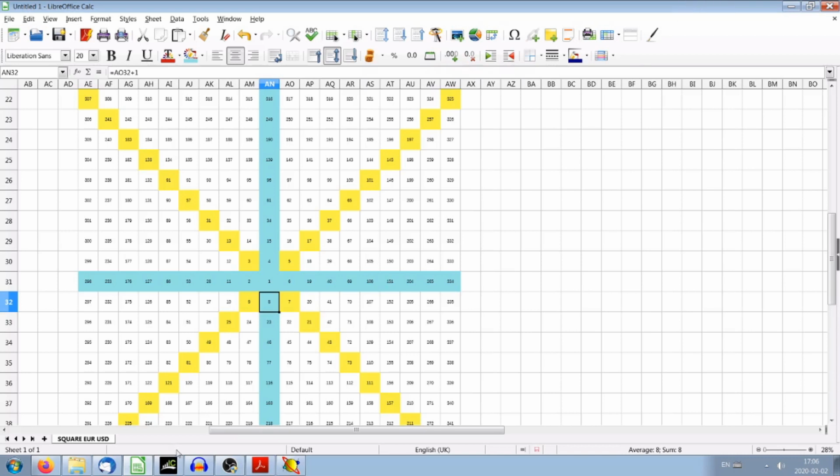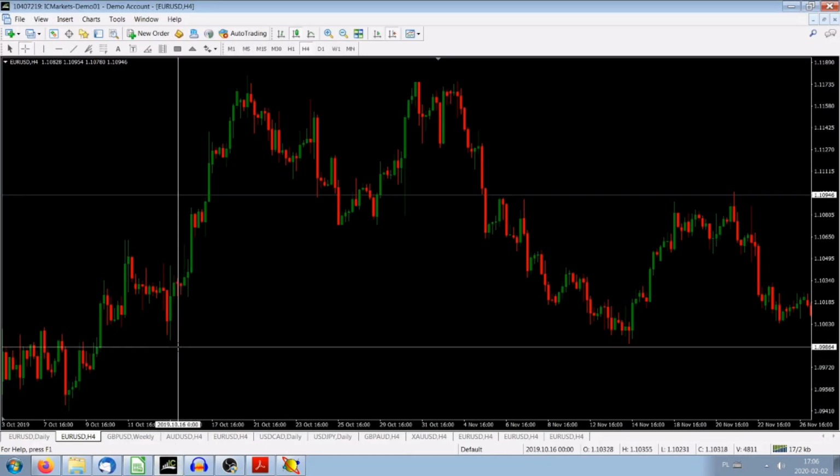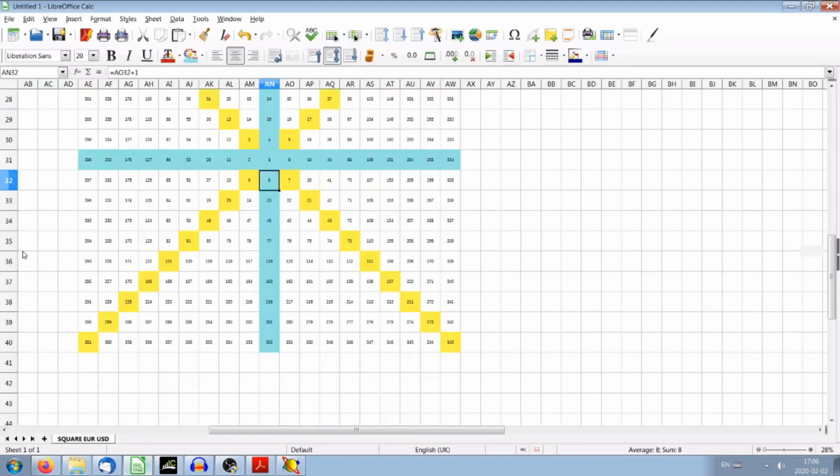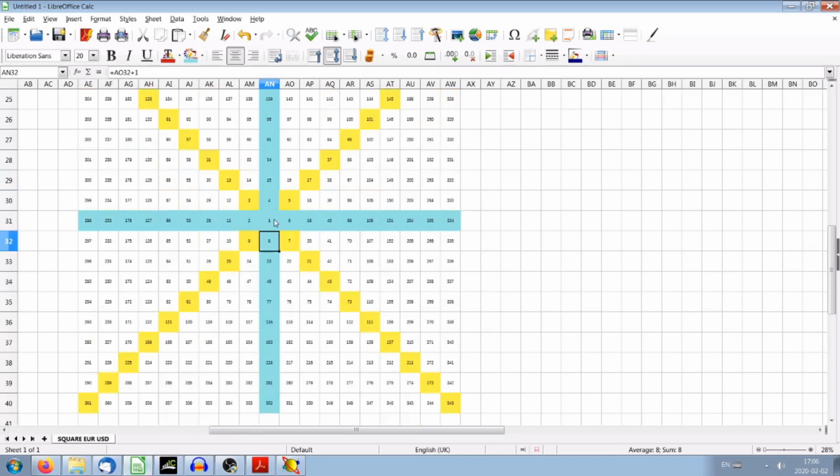Let's presume that on Euro USD we've got a bottom over here, somewhere here. That's the area. We are on a daily chart, Euro USD, and the bottom level of the market was on 1st of October 2019. So let's try to use square of 9 to try to forecast what's gonna happen on the market in the future.